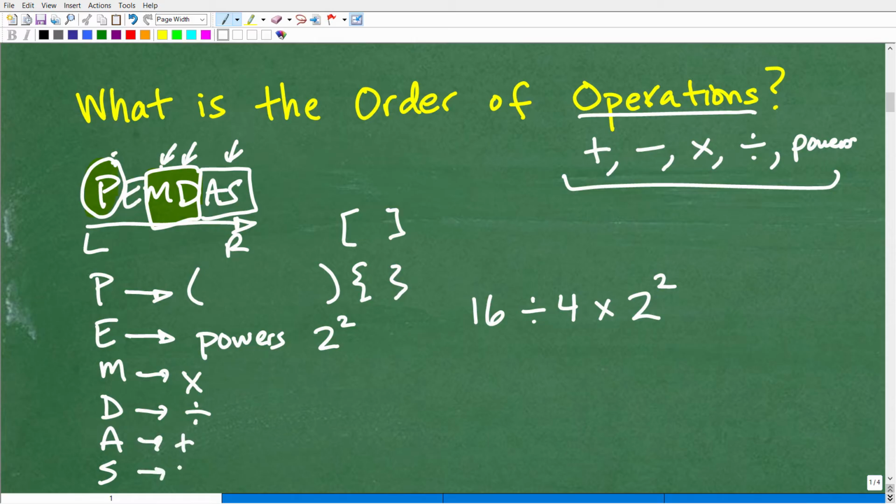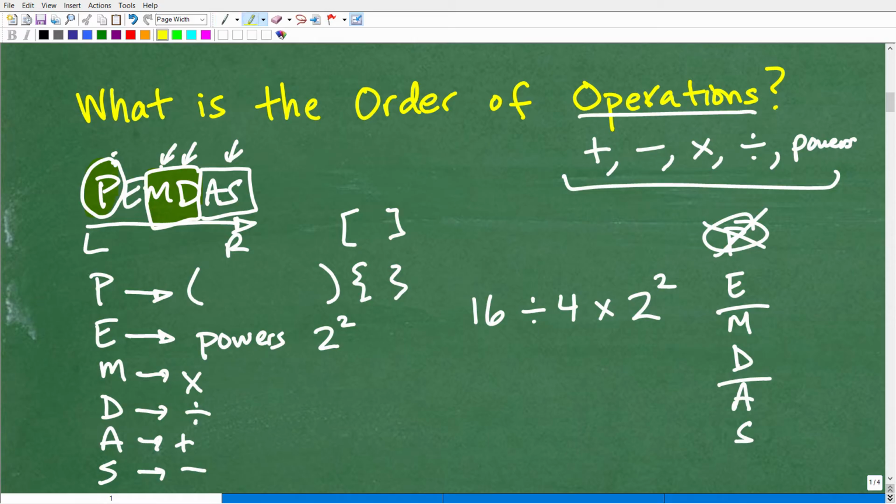It's whatever we see first from left to right. Okay, so let's go ahead and use PEMDAS on this nice little problem here. So we'll write it out this way, PEMDAS. All right, so are there any parentheses in this problem? No, there isn't, so we don't have to do that step. So we just move on to the next step.